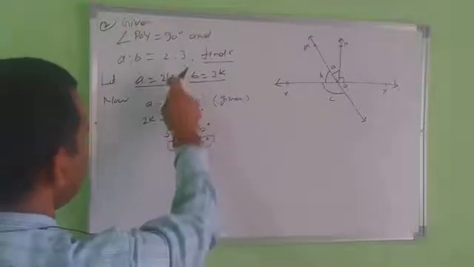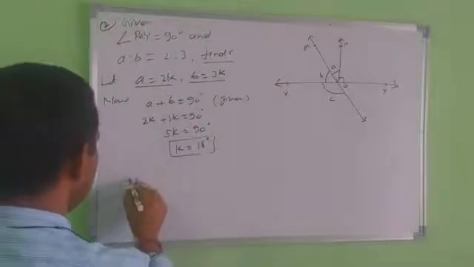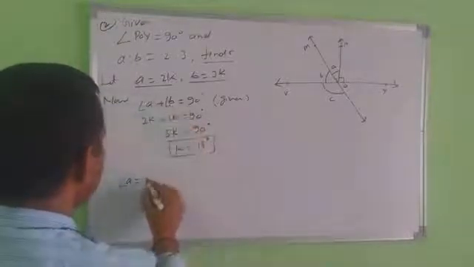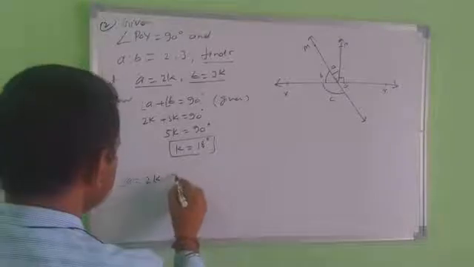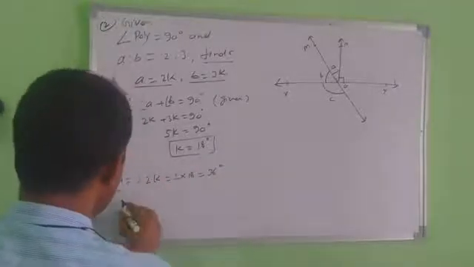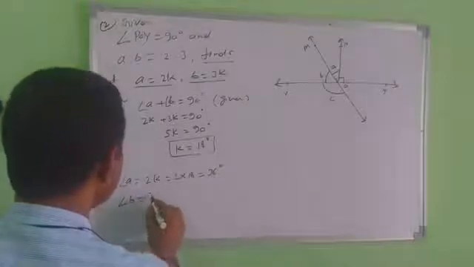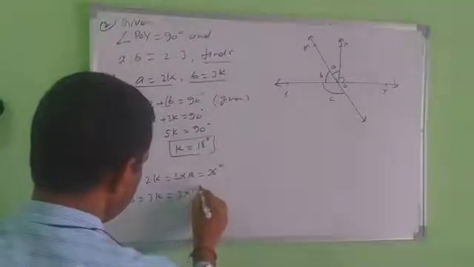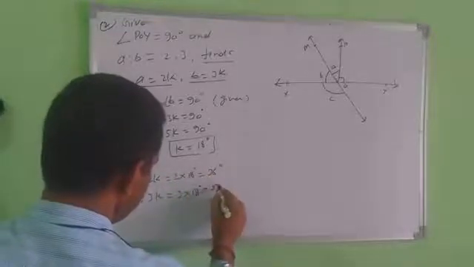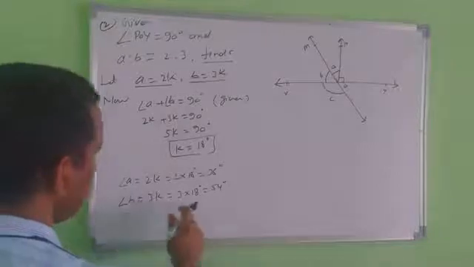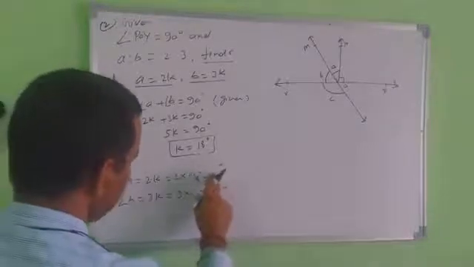So now put the value in A. Angle A equal to 2K, that means 2 into 18 equals 36 degrees. Angle B equal to 3K, that is 3 into 18, 54 degrees. So the actual values of A and B are 36 degrees and 54 degrees.